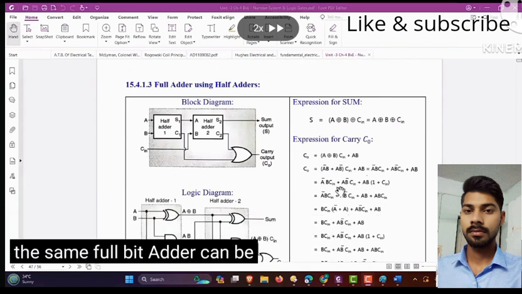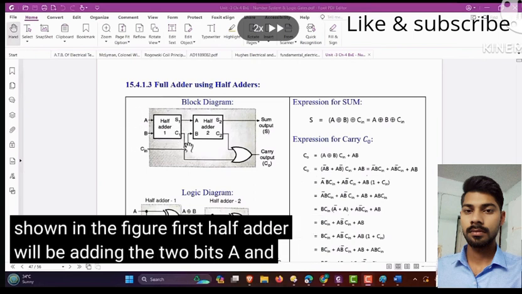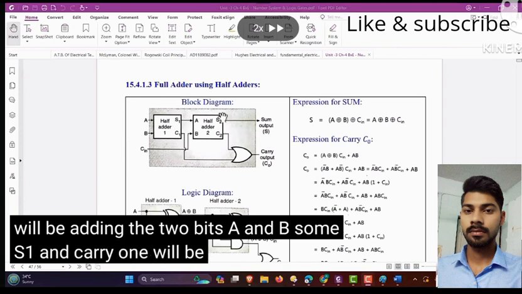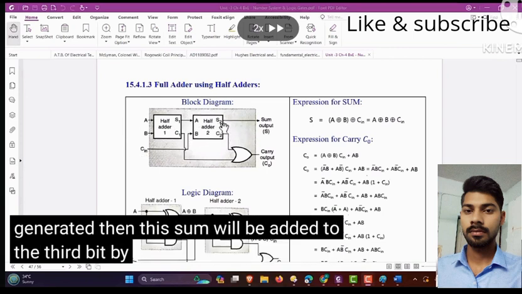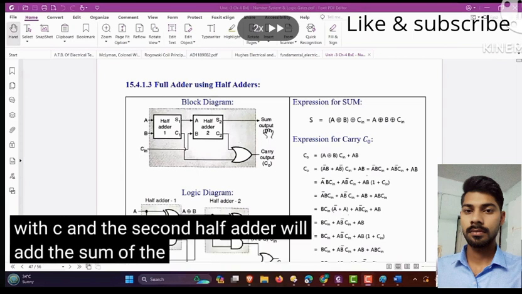The same full adder can be implemented using two half adders as shown in the figure. The first half adder will be adding the two bits A and B. Sum S1 and carry C1 will be generated. Then the sum will be added to the third bit by the next half adder. The second half adder will add the sum of the first half adder and the C in bit.